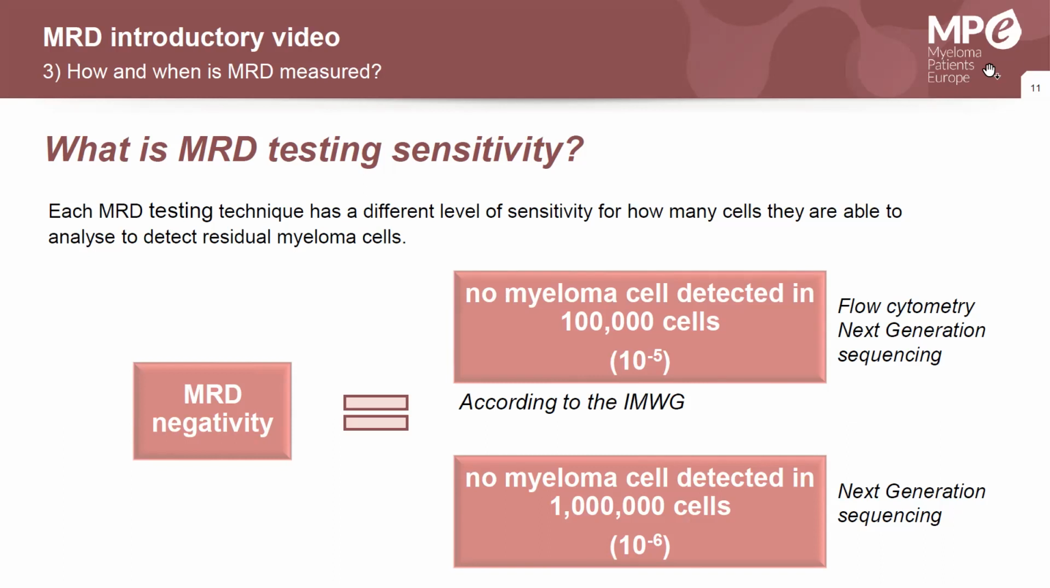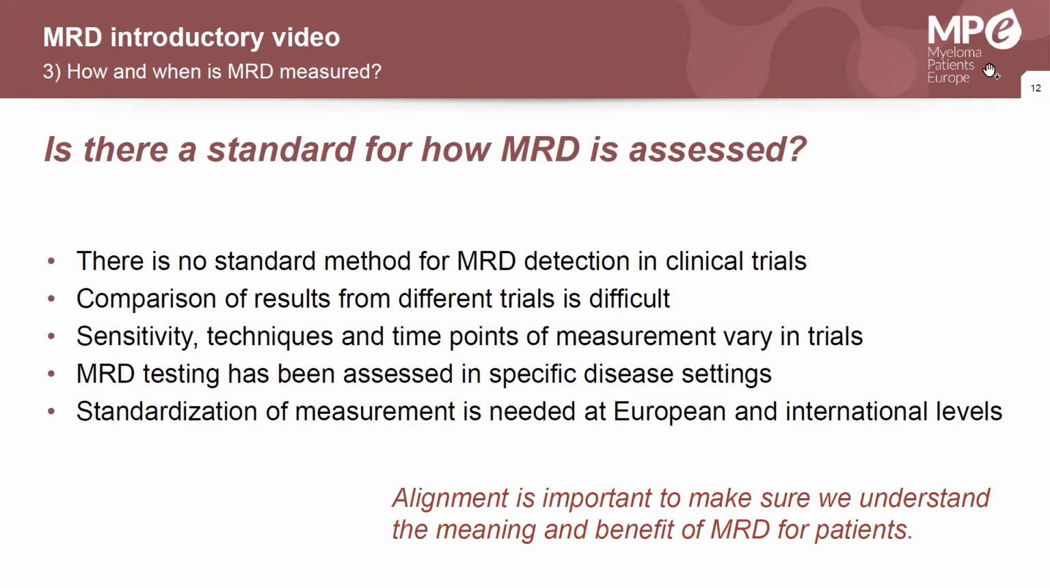So is there a standard for how MRD is assessed? In the recent years, there has not been a standard method for MRD detection in clinical trials, making it difficult to compare the results of clinical trials looking at MRD and to understand what it means, especially for patients. So, for example, clinical trials may use different types of MRD testing techniques with different sensitivity at different time points. And MRD testing has also been assessed in more specific disease settings, such as post-transplant, than in other settings, such as relapse and refractory.